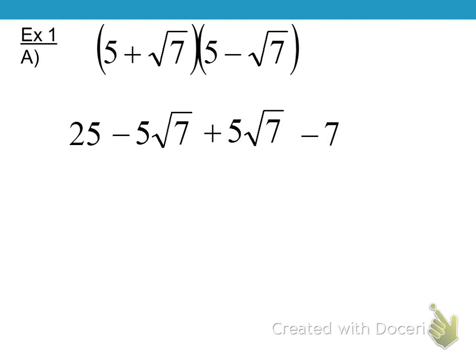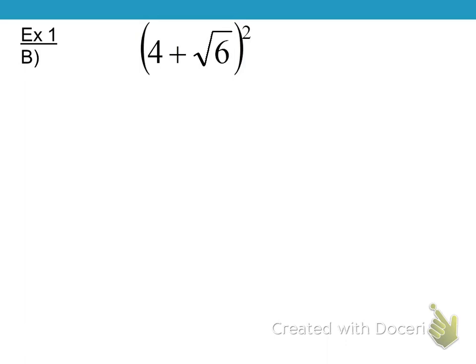Okay. Now, what happens to the terms in the middle? They add together. Yeah, it's going to give you 0 square root 7, which is just 0. And now, since we actually found what the square root of 49 is, look, these are just regular numbers. So you can do 25 minus 7, which is 18. All right, what are your questions?